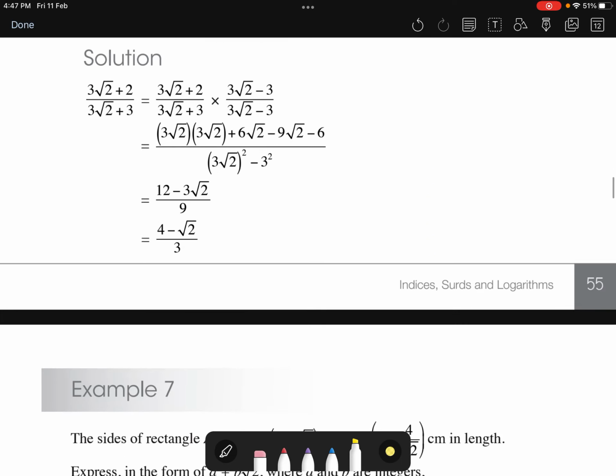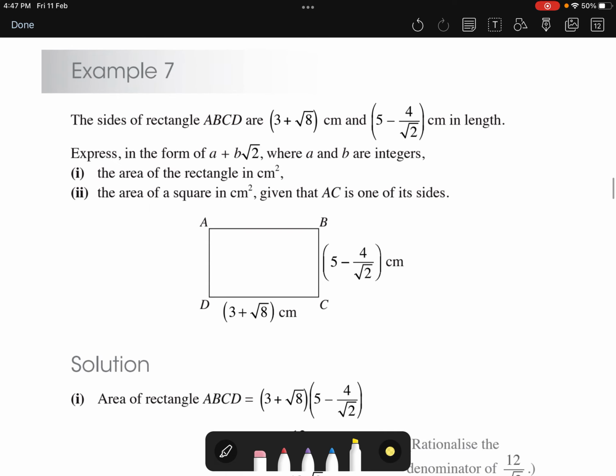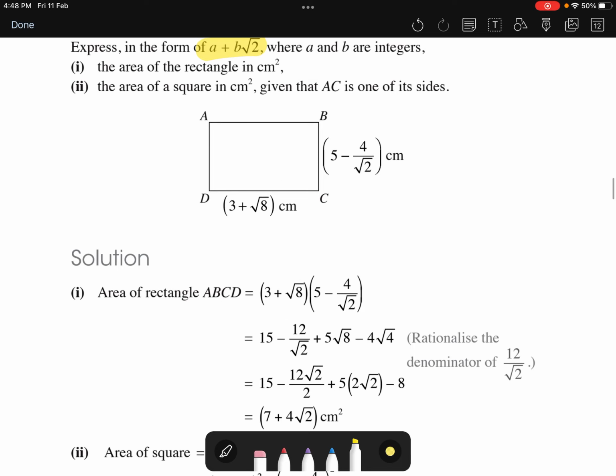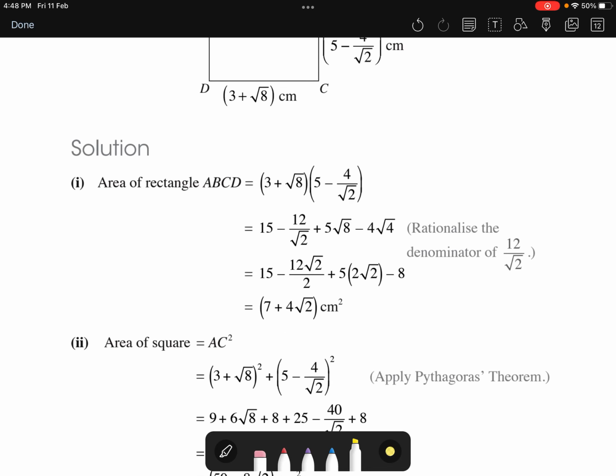Of course, normally they want us to apply the rationalizing in terms of a word problem. So let us take a look at this word problem. The side of a rectangle ABCD is as such, (5 minus 4 over √2) cm in length. Express in the form of a plus b√2 the area in cm². Of course this is simple, right? You just need to expand. So when you expand, you will get something like this. Of course you just do a bit of manipulation to give them a more beautiful answer, right?